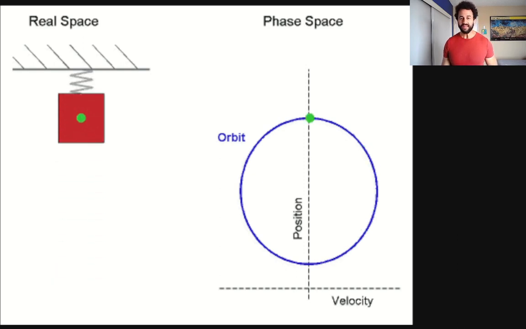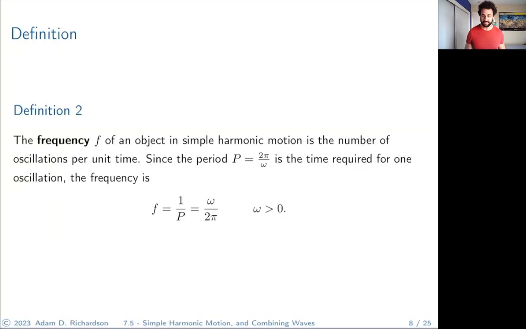Okay, so let's try to do an example. Oh, sorry, I forgot. There's one more definition before we do the example. The frequency of an object: if your object is in simple harmonic motion, the frequency is the number of oscillations per unit time. In other words, it's just how many times it bounces back and forth per minute, per second, per hour, whatever you choose to be your time unit.